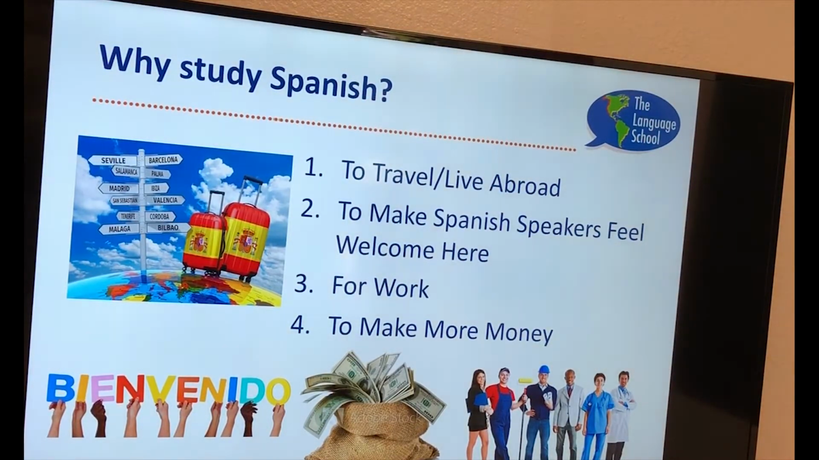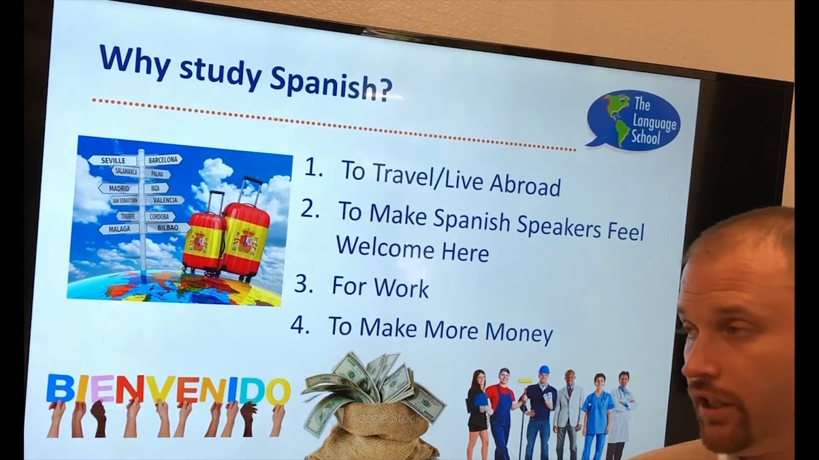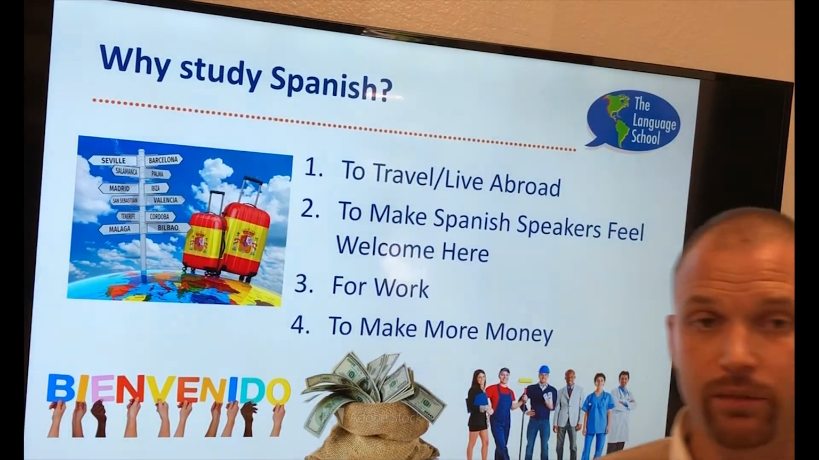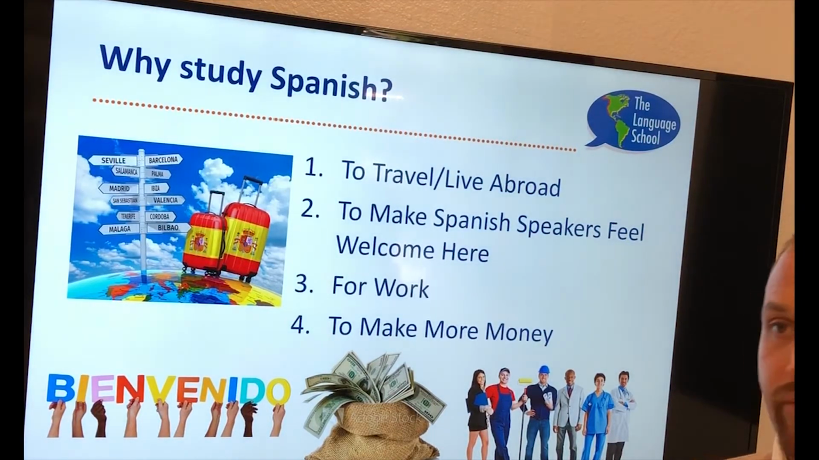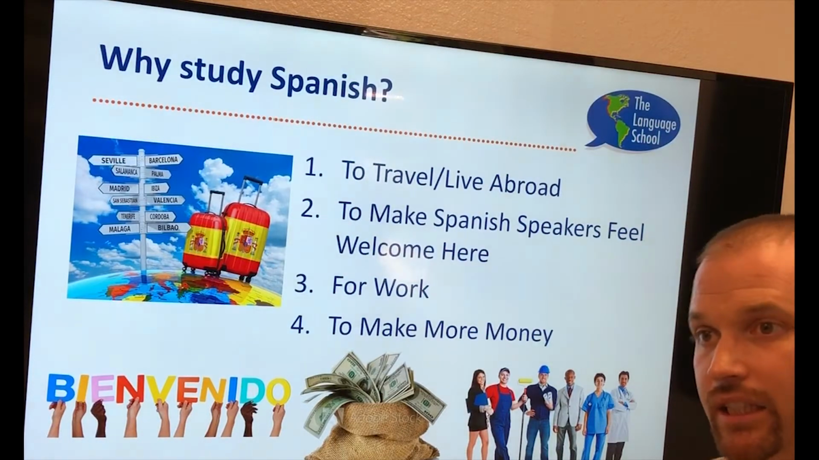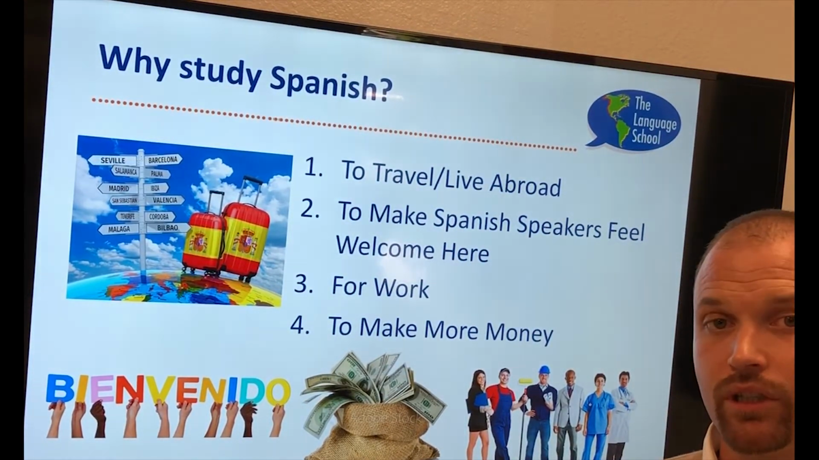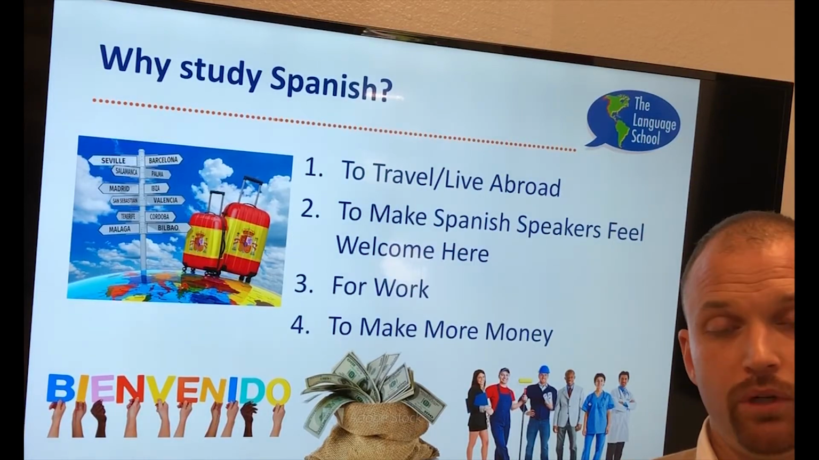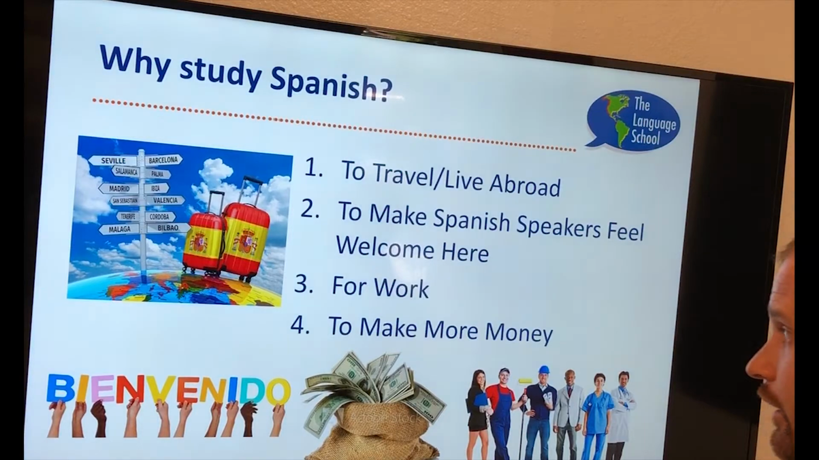There are so many Spanish speakers that are moving here to live and work in the United States that learning how to speak Spanish will help you in the community that you're living in. Maybe you feel like you're a cultural ambassador, you're a little tired of the negativity that we're seeing revolving around the immigrant community, and you just want to do your part to make the Spanish speakers feel welcome here and feel appreciated here. So that's a great reason.